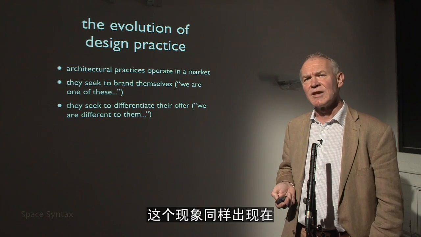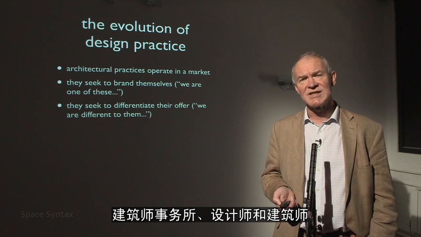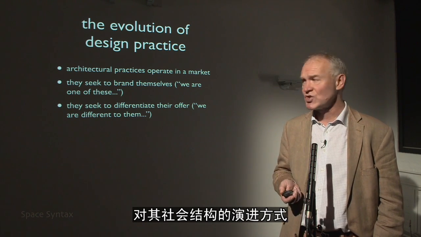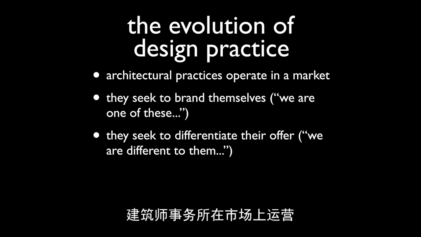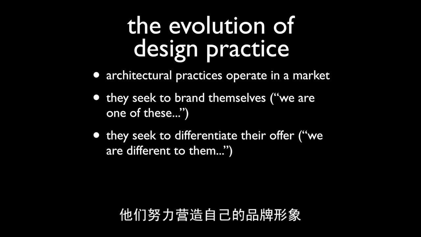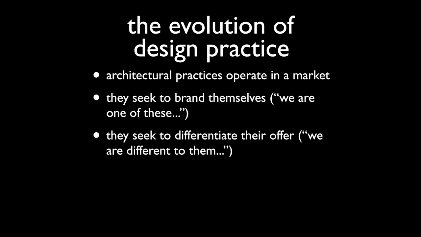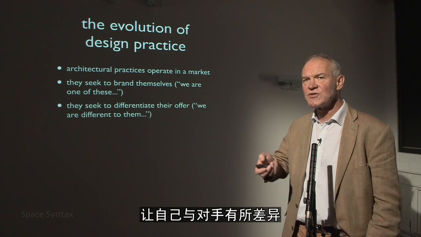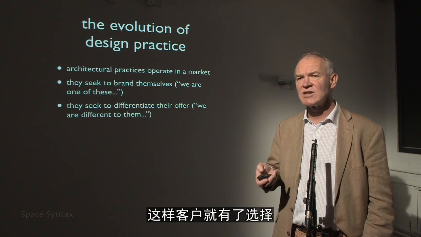So we can say similar things about the way that architectural practices and designers and architects have evolved their social structures. Architectural practices operate in a market. They seek to brand themselves and therefore to differentiate themselves from each other. Norman Foster will have a very particular view. Zaha Hadid will have a quite different view of what architecture is and what they profess to sell. They seek to differentiate their offer and to be different to the next person, so they offer the client a choice.